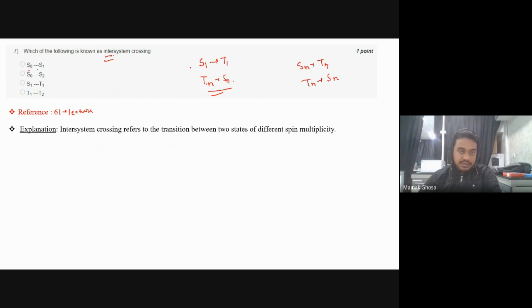Here you know this is S0 to S1. This is nothing but absorption, ground state to excited state. Okay, S0 to S2, this is also an absorption. T1 to T2, this is also absorption. But S1 to T1, this is nothing but intersystem crossing. Okay, so the answer is this one.